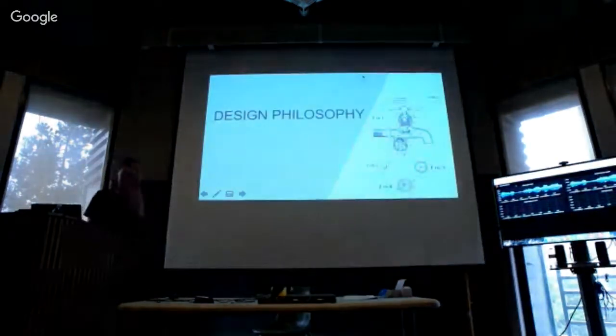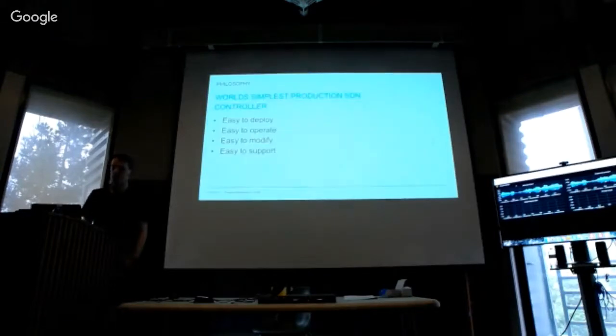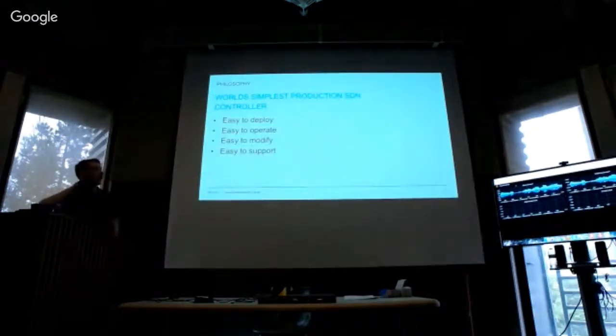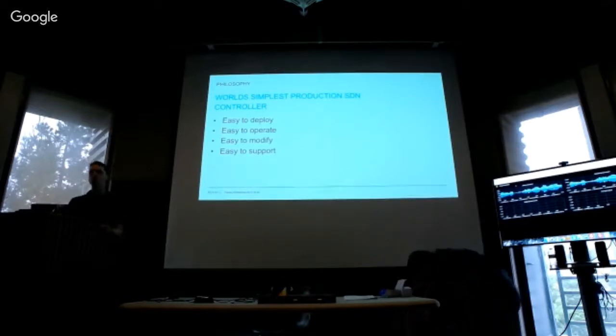All right, so the first part is the philosophy that we're trying to adhere to. Our goal with Faucet is to be the easiest production SDN controller in the world. It needs to be easy to deploy, easy to operate, easy for someone who wants to come along and add a feature, and easy for a network engineer to support. I'm a network engineer, not a software developer, or at least that's how I thought of myself when I started working on this.